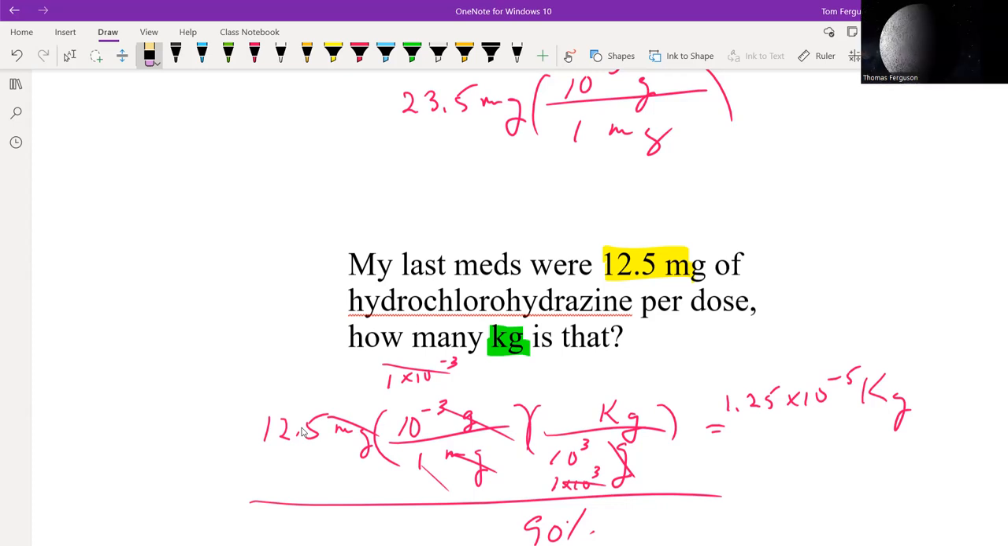Let's see. So it's 12.5 times 3. Change sign. Oops, sorry. Okay, let's do this again. 12.5 times EE, change sign, second, change.